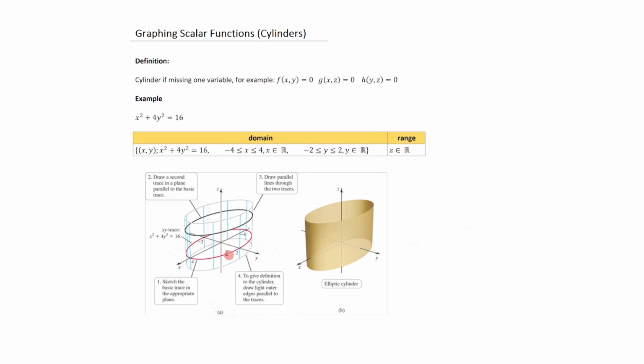If you take a series of these, one on top of each other, you're creating a scaffold, and that scaffold allows you to draw the sketch for that function. In this case, the domain will be such that x is between -4 and 4, and y will be between -2 and 2. As we've mentioned, since z is not included, z can be anything. All right, so that's the case when we're dealing with cylinders.